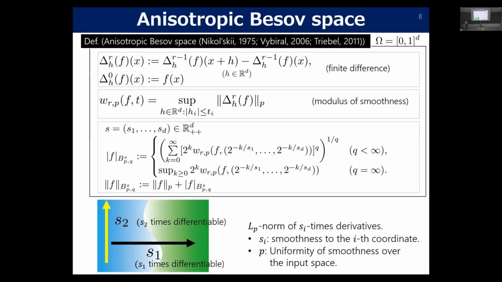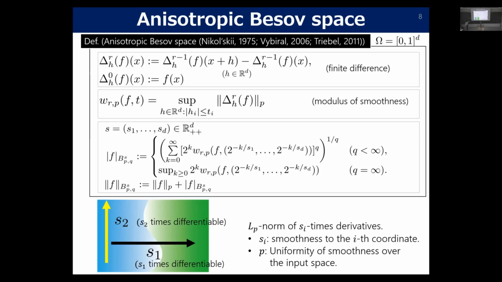I guess you are a bit familiar with these kinds of notions. Here I introduce an anisotropic Besov space. Formally, it is defined like this, but due to the time limitation I won't go into much detail. At first, here is the modulus of smoothness, which measures how smooth a function is. This is a kind of discretized differentiation. Next, you can see there are parameters S1 to SD, which determine the direction dependent smoothness. The modulus of smoothness is measured with these resolutions: the resolution is modified by S1 to SD, and then the modulus of smoothness is computed.